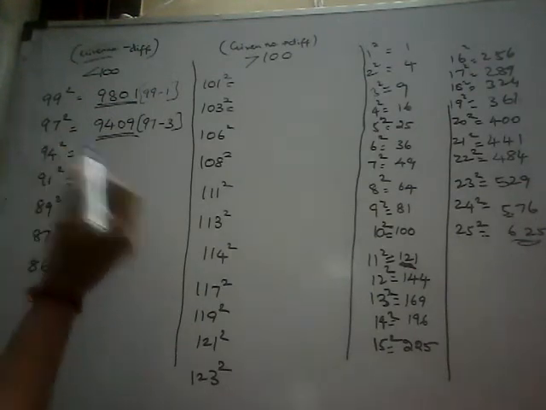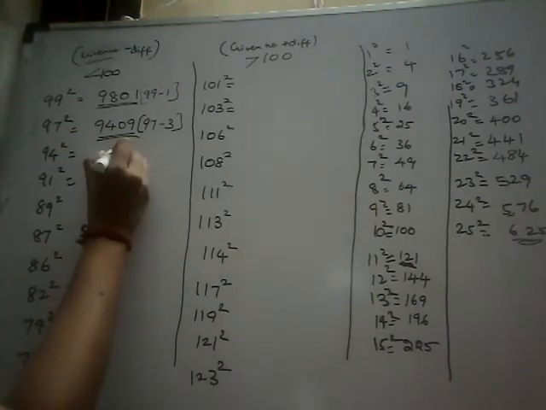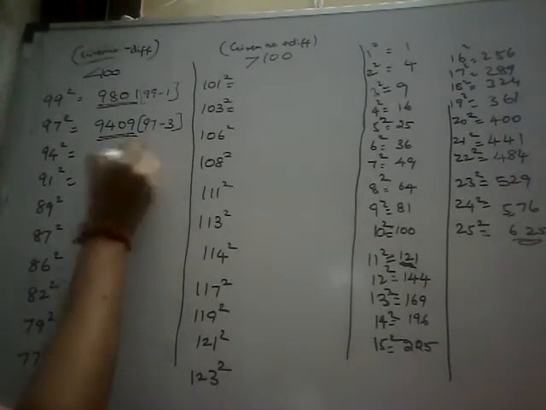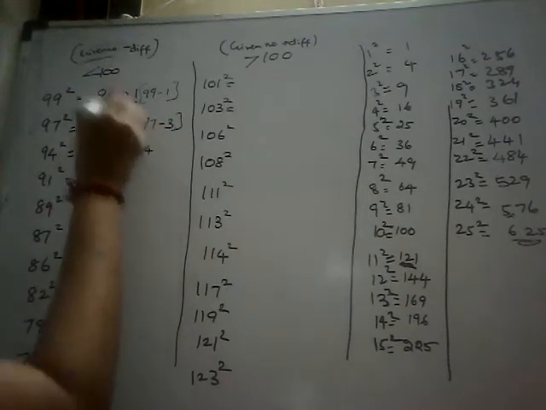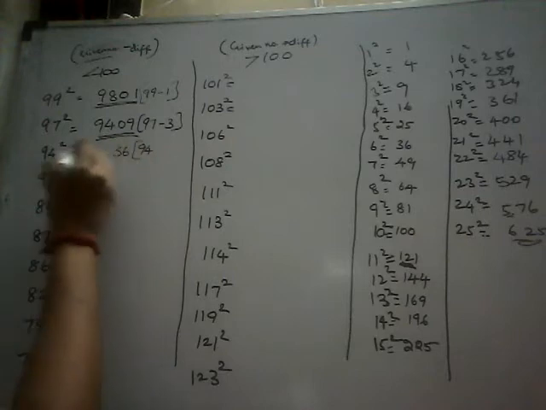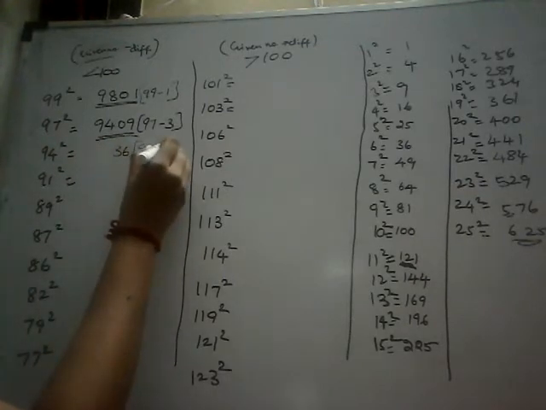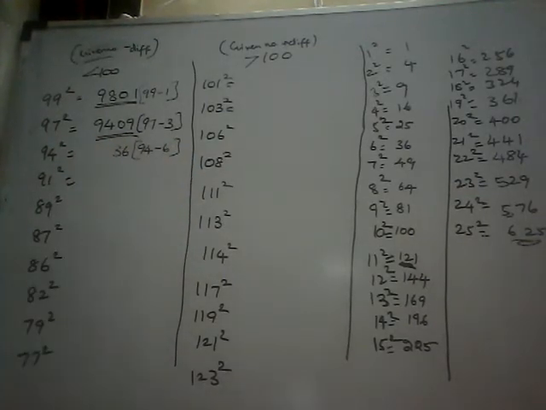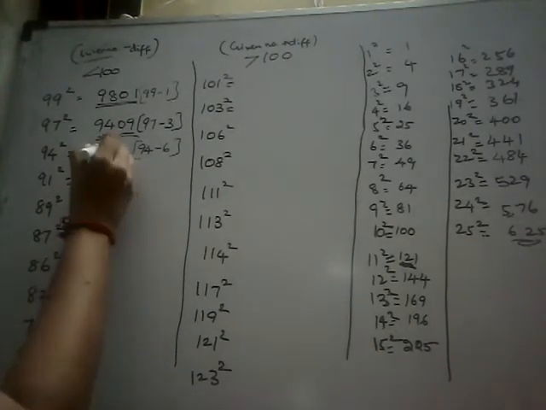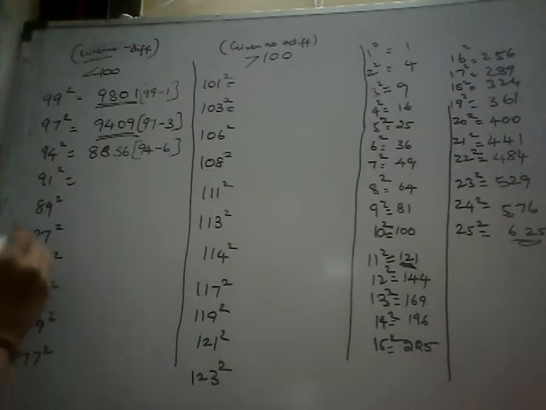See here, next number 94 squared. The difference is 6. 6 squared, write it here, 36. That 6 you subtract from 94, the given number, not from 100 or 75 or anything. So 94 is the given number. Subtract that difference number 6. What is 94 minus 6? 88.